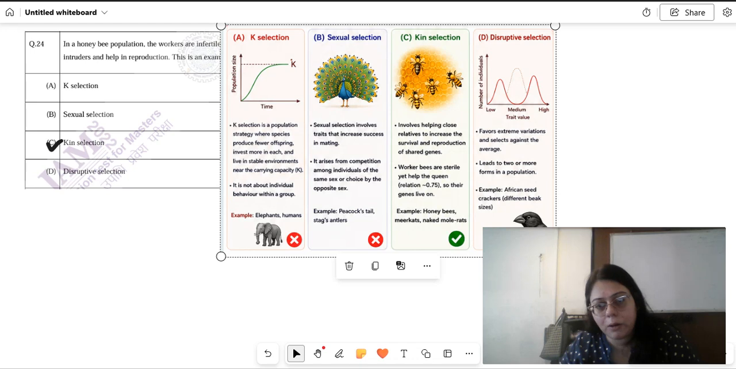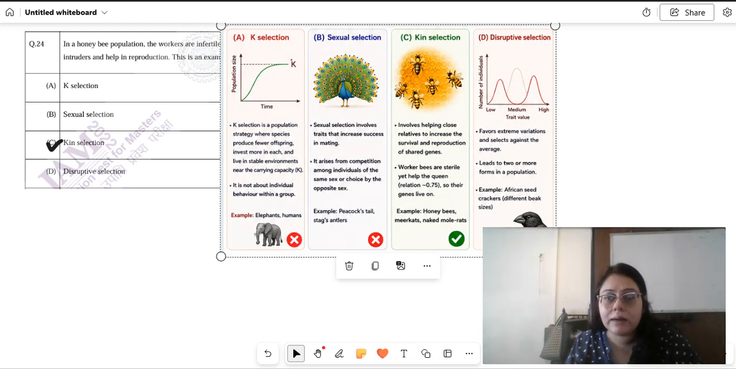Option D, disruptive selection, is also not correct. It is also a concept of population ecology, where selection favors the extreme variations and acts against the average. When a population deviates from the average value, it is known as disruptive selection. There are examples of it.